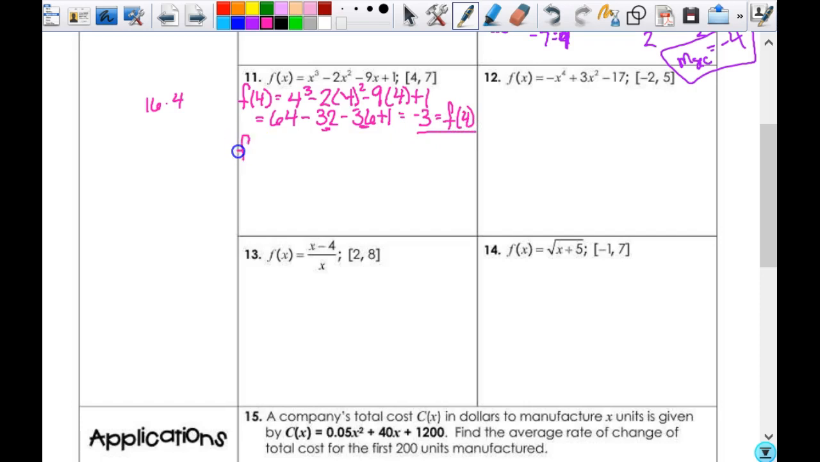Now I need to find f of 7. That's equal to 7 cubed minus 2 times 7 squared minus 9 times 7 plus 1. 7 cubed. Chances are pretty good you don't just know that one. It's fine. 7 squared is 49. We're going to multiply that by 7. Well, this is one where 7 times 50 is pretty easy, right? What's 7 times 50?